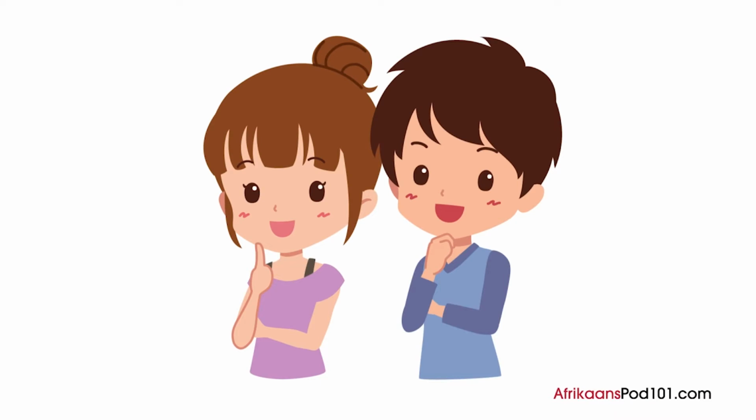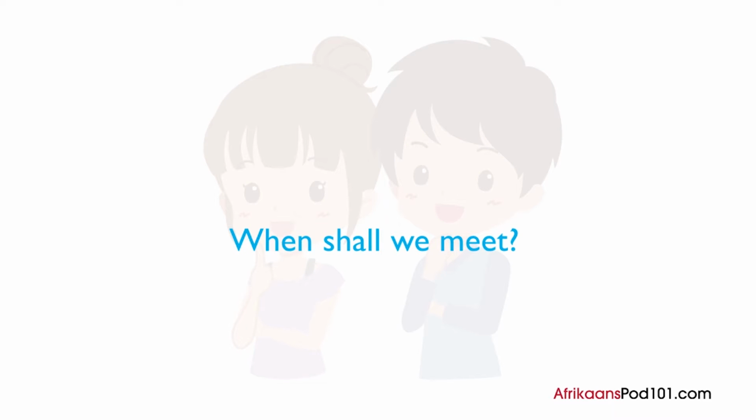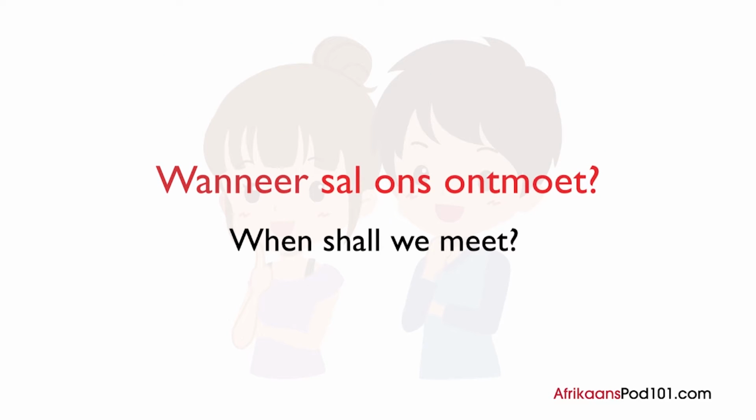Now, let's say you want to meet a friend. How would you ask, when shall we meet in Afrikaans? It's easy because you can translate it directly. It becomes wanneer sal ons ontmoet. Wanneer is, of course, the question word when, then sal, which means shall. Next we have we, which is ons in Afrikaans, and finally ontmoet, which means to meet. Altogether, wanneer sal ons ontmoet means when shall we meet.